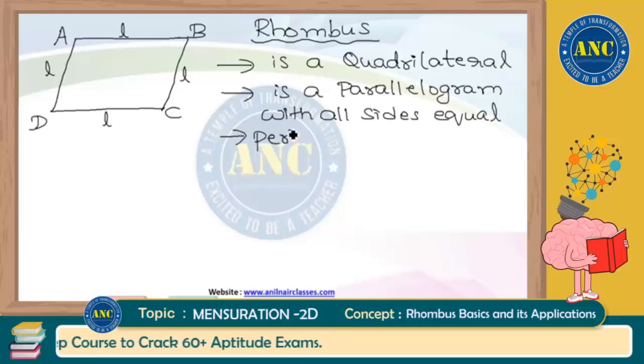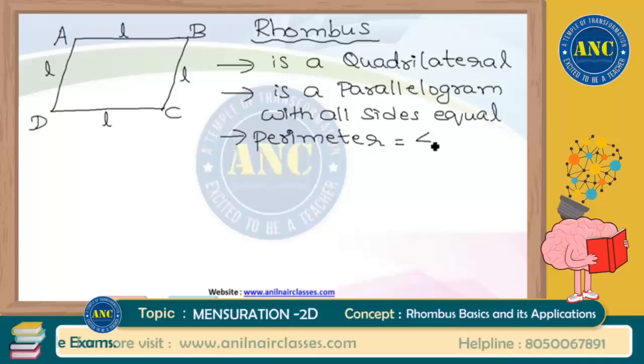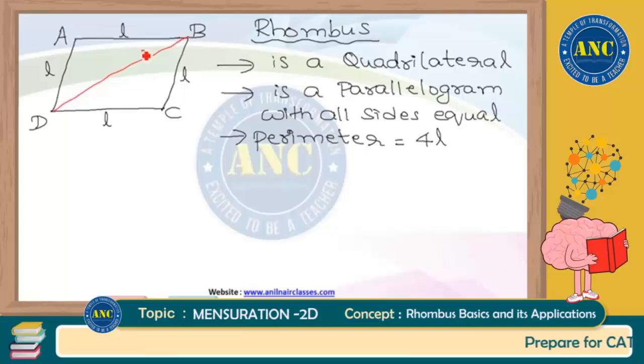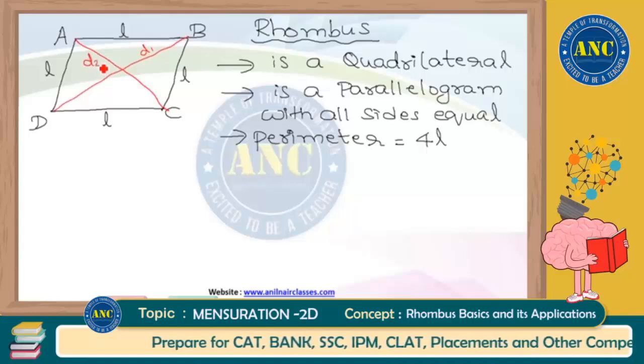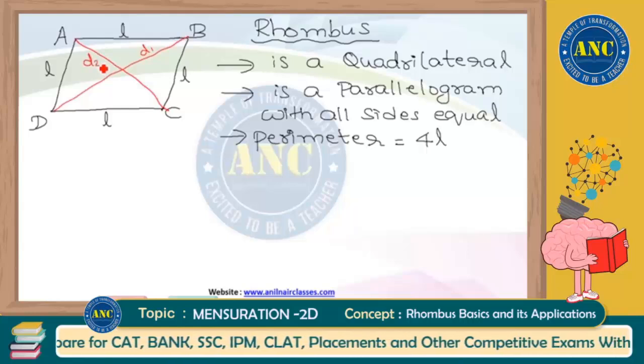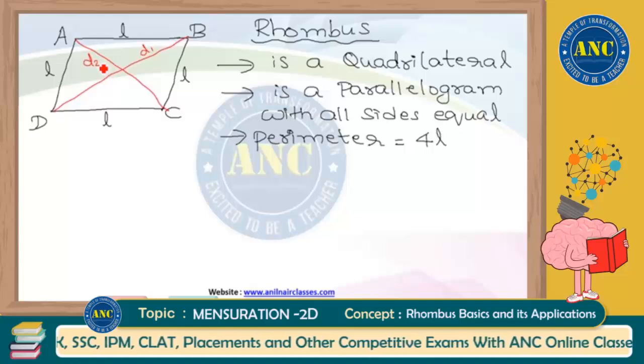Let us keep seeing some other key points and understand it in the easiest way possible. So the perimeter of a rhombus is L plus L plus L plus L, which is nothing but 4L. Now listen to this carefully, sir. There are two diagonals for this rhombus. One diagonal is BD, which I will call D1, and another diagonal is AC, which I will call D2.